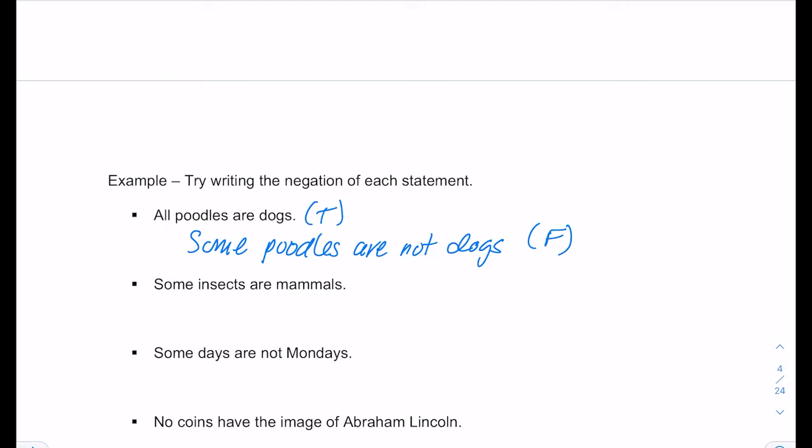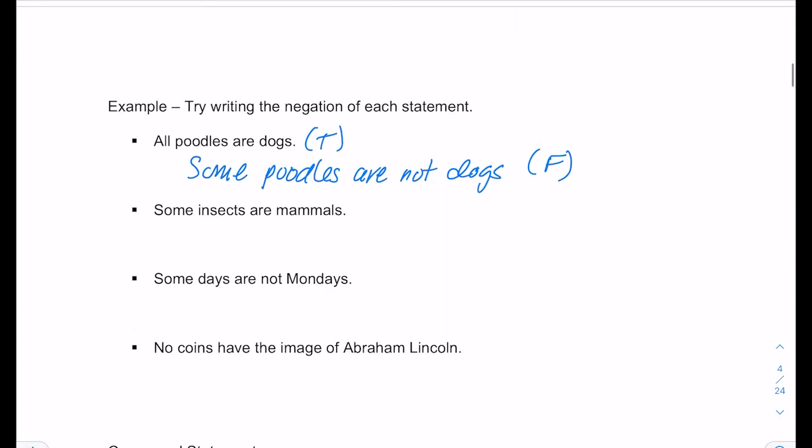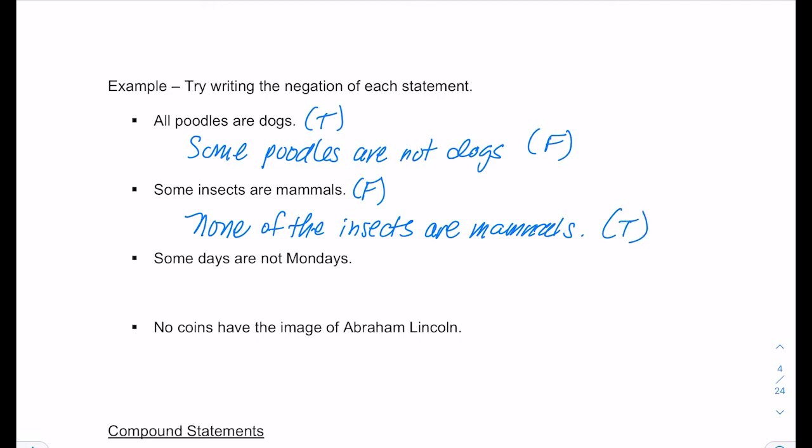Now if I say some insects are animals, we're going to go in reverse. So "some are," I need to change my negation to "none are." So now I'll say some insects are mammals. That's a false statement. I'm going to now change it to none of the insects are mammals, which is true. Insects are not mammals. So I started with a false statement, and when I negated it, now I got a true statement.